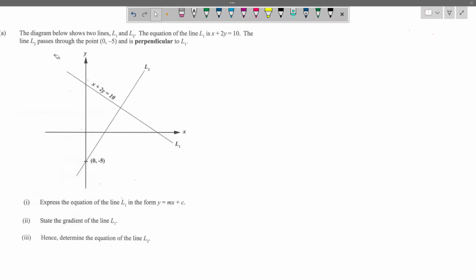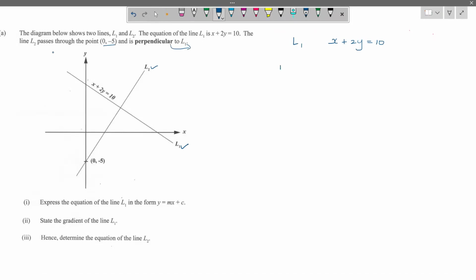In this question, we have a diagram that shows two lines, L1 and L2. The equation of line L1 is x plus 2y is equal to 10, and we know that this is not in the correct format. The line L2 passes through the point (0, -5) and is perpendicular to L1, right?